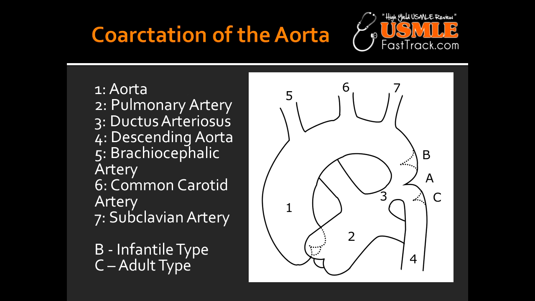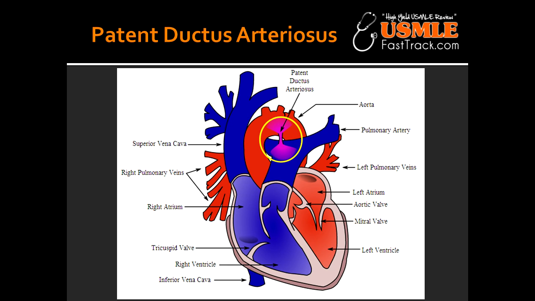What is the mnemonic to help you remember adult type coarctation of the aorta? The word adult has a D in it, and in adult type coarctation of the aorta, the coarctation is located distal to the ductus. Adult type coarctation of the aorta is most commonly associated with what type of valve condition? It is most commonly associated with a bicuspid aortic valve. Patent ductus arteriosus. Describe what is patent ductus arteriosus.